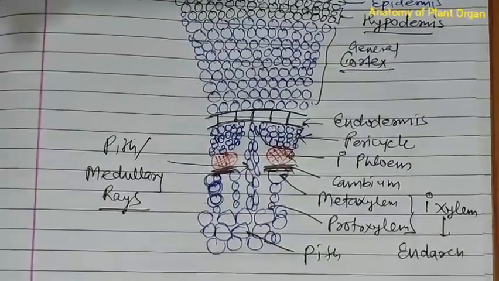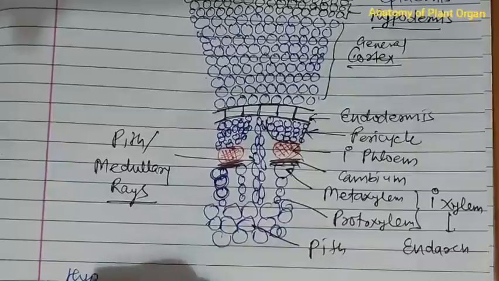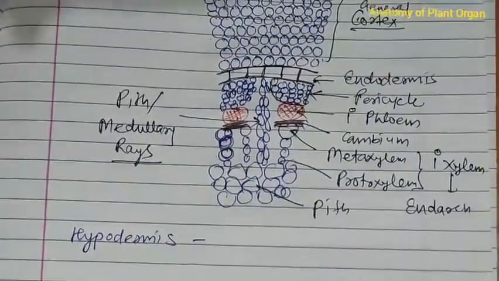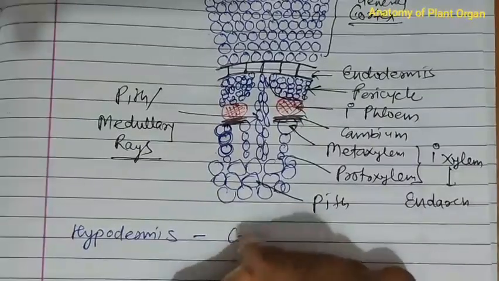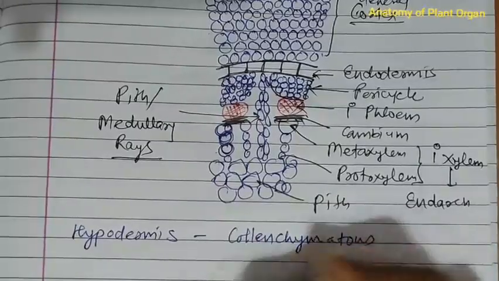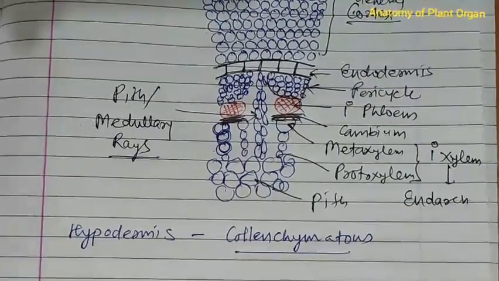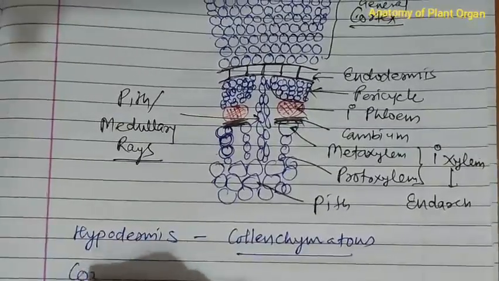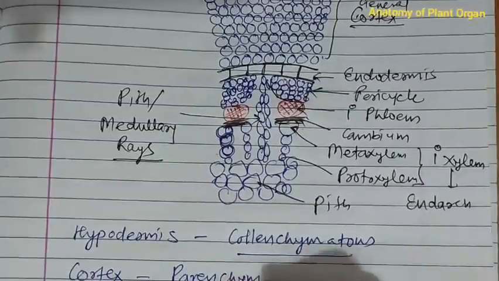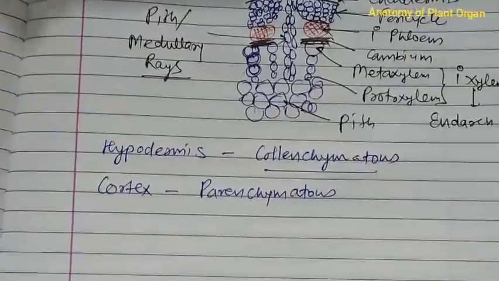So now if we talk about this, then we come to know that the hypodermis is present in the Dicot stem. Now we remember that this hypodermis, which is present in the Dicot stem, is made up of collenchyma. So it is collenchymatous. Now inner to hypodermis there is the presence of cortex, and this cortex is parenchymatous. Okay, means it is made up of parenchyma cells.